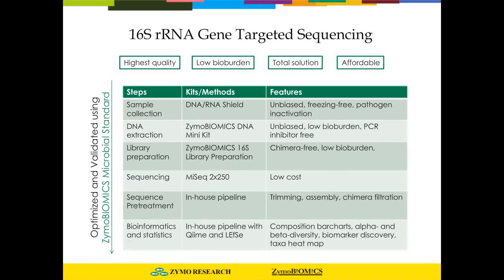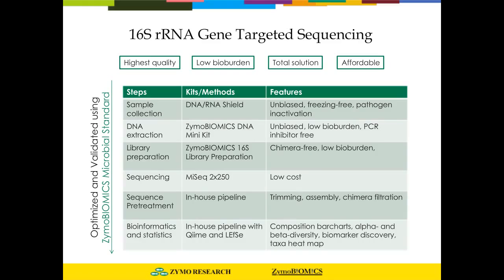Here's a summary of our 16S rRNA gene targeted sequencing service. Because of the use of the ZymoBIOMICS standard, we guarantee data of the highest quality, and strict controls to maintain low bioburden allow us to deal with samples that have extremely low biomass. And our service is a total solution. The customer just needs to send out the samples and we take care of the rest. With all these great features, we also provide a good price.